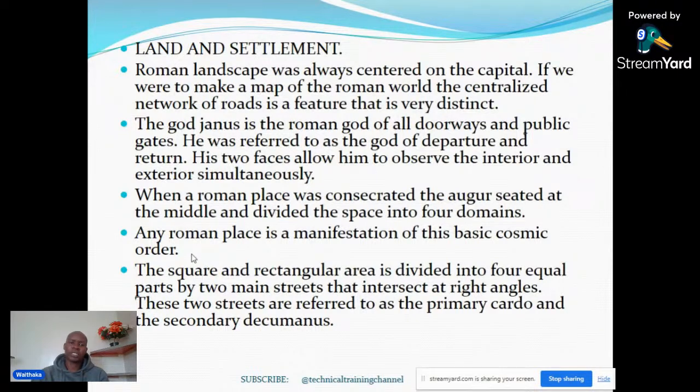We're also saying that in Roman praxis is a manifestation of the basic cosmic order. The square and rectangular area is divided into four equal parts by two main streets that intersect at right angles. These two streets are referred to as the primary cardo and the secondary decumanus. So we have the two axes. It's the same concept being advanced here.